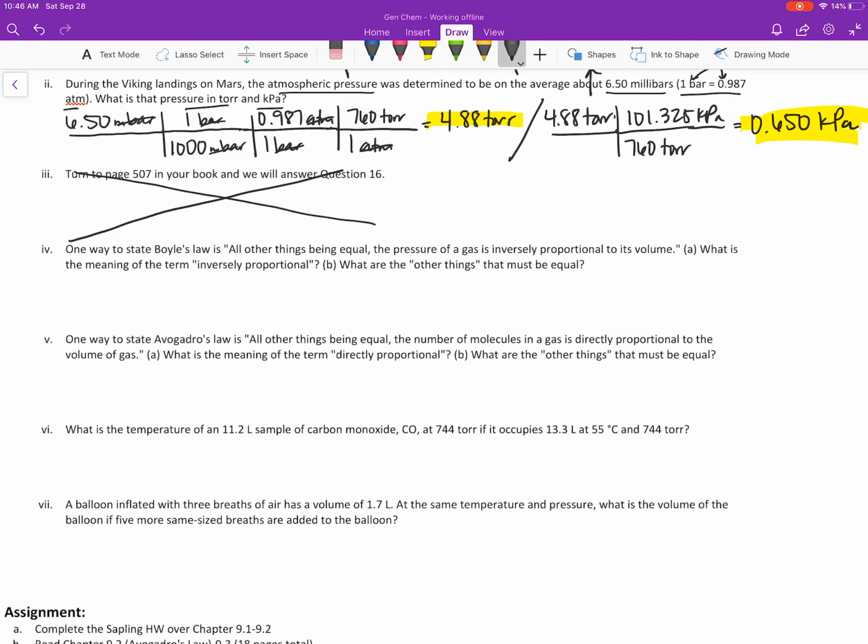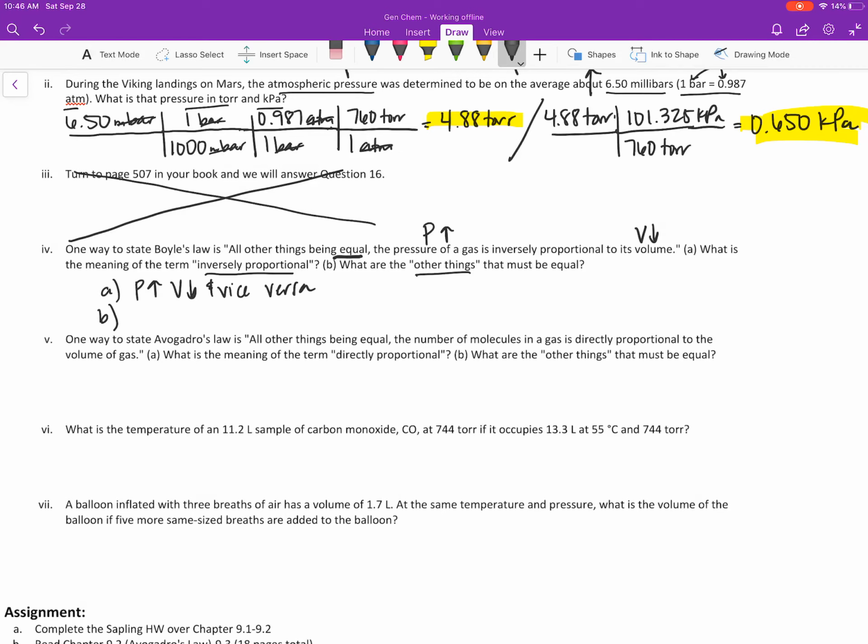So one way to state Boyle's law is to say that all things being equal, okay, so what are all things? The pressure of a gas is inversely proportional to its volume, meaning as one increases, the other decreases. What is the meaning of inversely proportional? Well, there you go. That the pressure must increase as the volume decreases and vice versa, meaning that the pressure will decrease as the volume increases. Remember breathing.